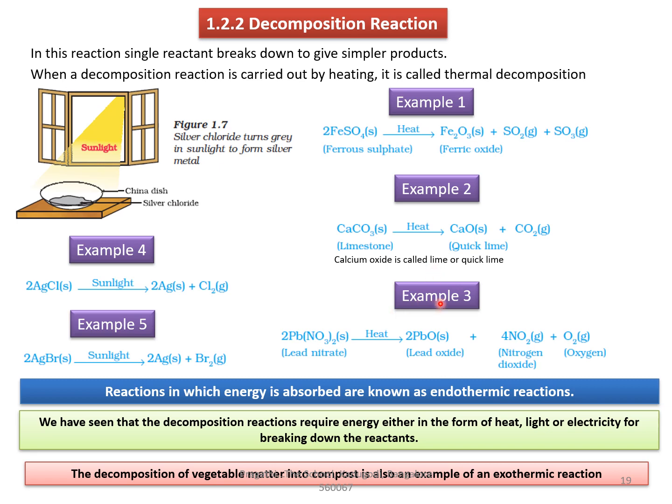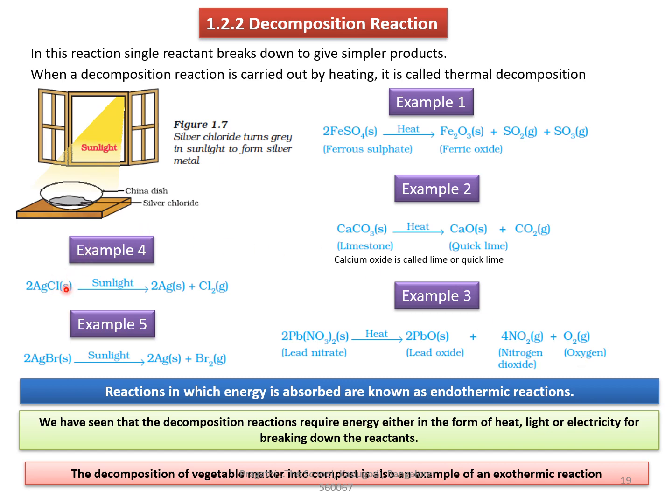Example number three, lead nitrate. Once the heat is given to lead nitrate, what will happen? It decomposes into three products, one, two, three. What is it? Lead oxide, nitrogen oxide, and oxygen. So it is decomposing.